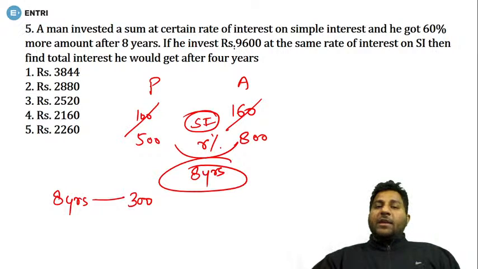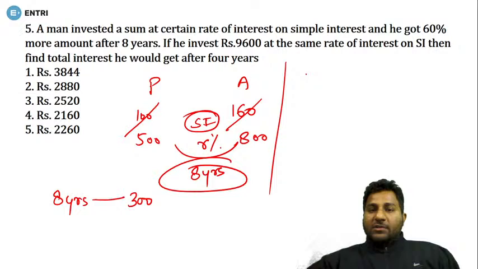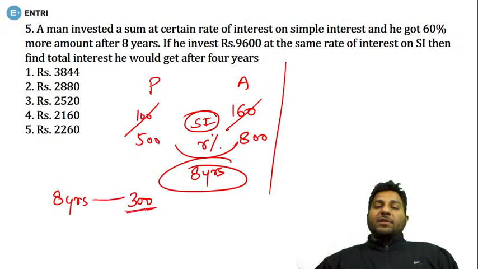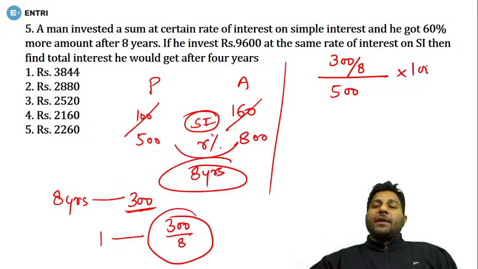Okay. If he invests rupees 9600 at the same rate of interest on SI, then find the total interest he would get after 4 years. So first we need to find out the rate of interest. How are we going to do that? Look at this. We can see in 8 years we have reached 300. So in 1 year we will reach 300 by 8. So we have got the interest of 1 year, 300 by 8. Let's divide it by 500 to get the value of rate of interest.